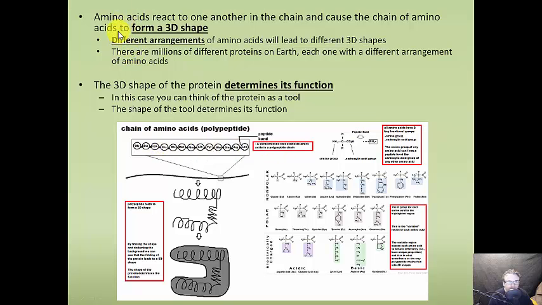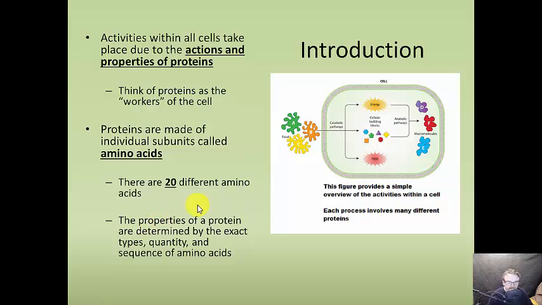So there are, as I mentioned, millions of different proteins, each arranged in a different way. Just to go back here real quick and point out that the properties of a protein are the arrangement of the amino acids. More specifically, it's the exact types, which of the 20, how many, and then the sequence of those 20.